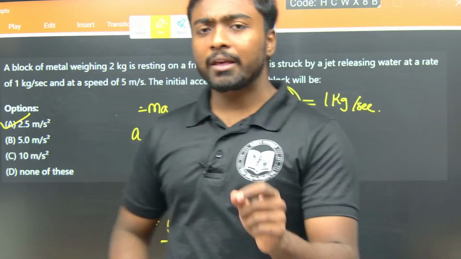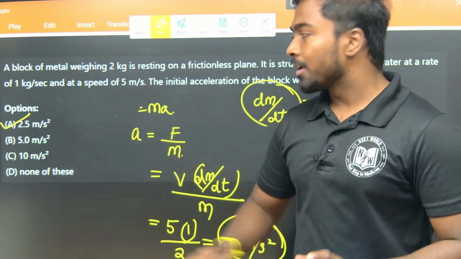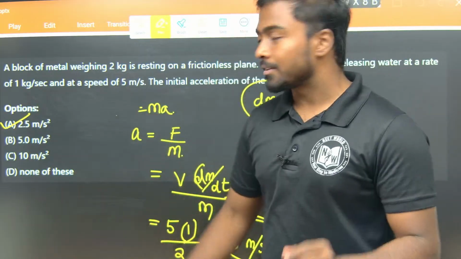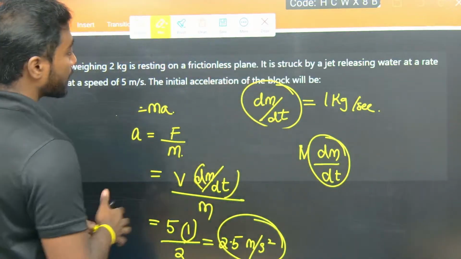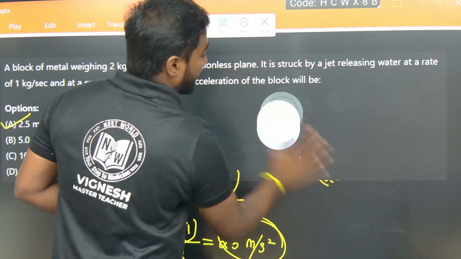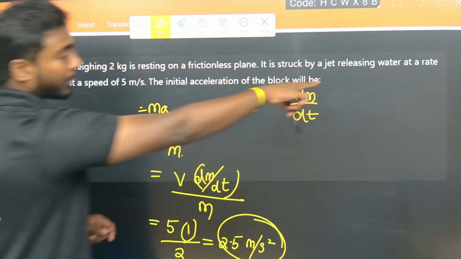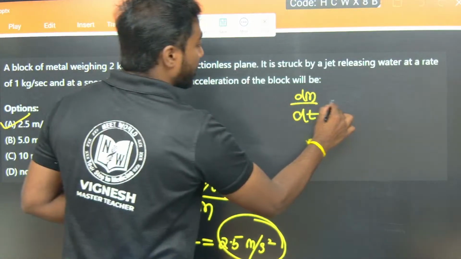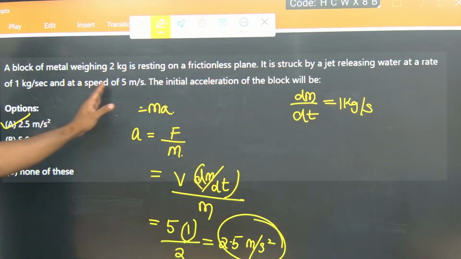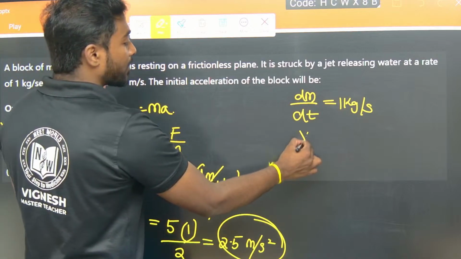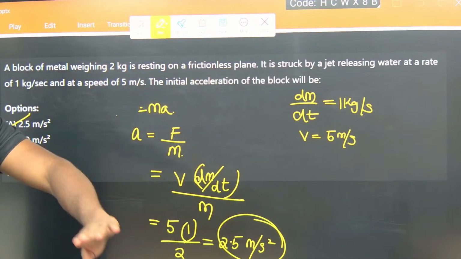Whenever they are giving the units, first try to find what units they have given. They have given kg, which means mass. They have given seconds, which means time. So mass by time they have given, dm by dt, because it is releasing at a rate. So dm by dt is 1 kg per second, right? Now the speed they have given, v equals 5 meters per second. The initial acceleration they have asked, that's it.